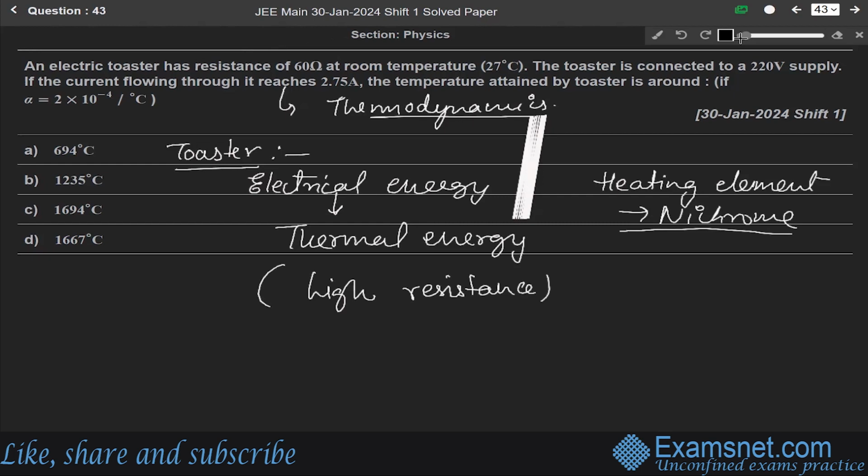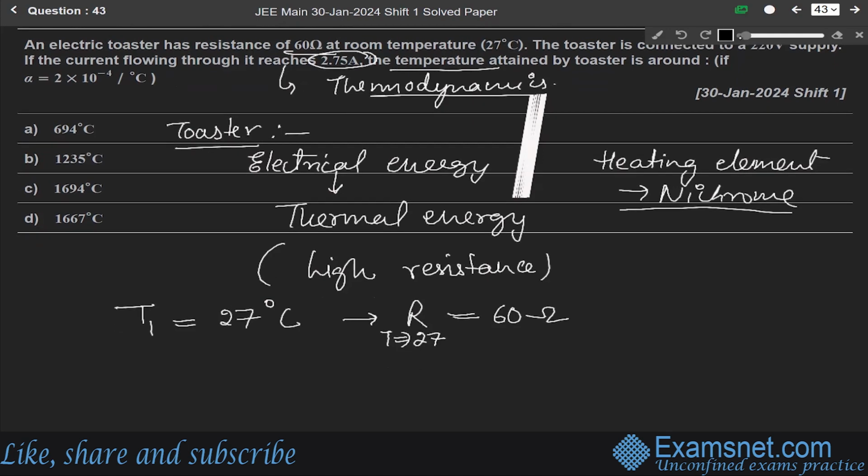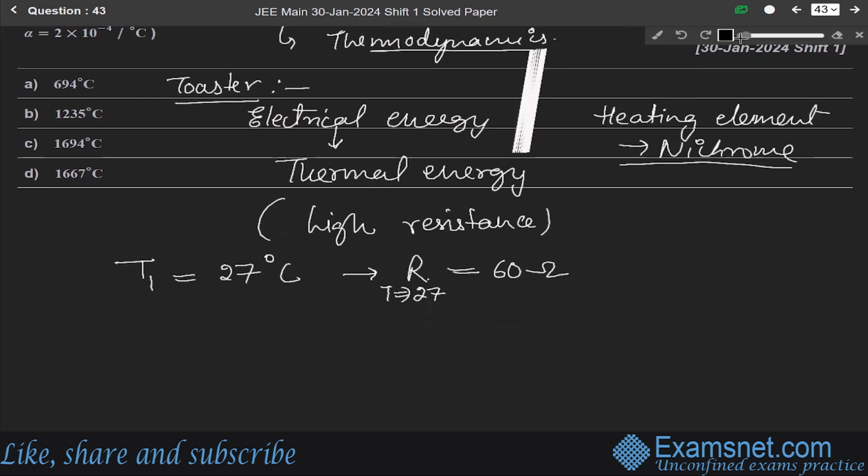Now according to this question, we are given that when the temperature is 27 degrees Celsius, at that time the resistance is 60 ohm. And the voltage is given as 220 volt. Now we have to find the temperature at which the current is 2.75 ampere. Resistance at T equals 27 degrees Celsius is given as 60 ohm.